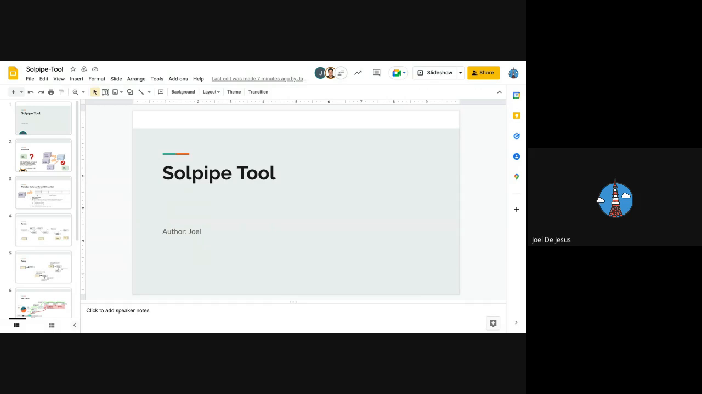So today I am going to explain the Solpipe tool, which is a set of Golang tools, to Miguel, who is, I guess, a full stack developer. I mean, React, soon to be Golang developer. Yes. Yep.